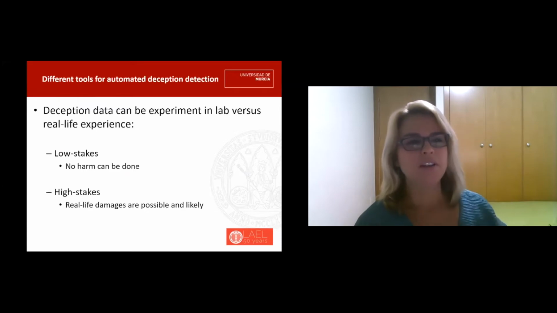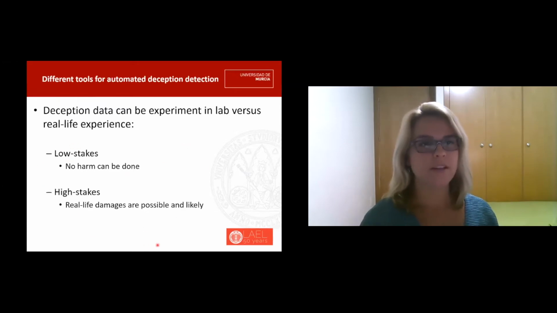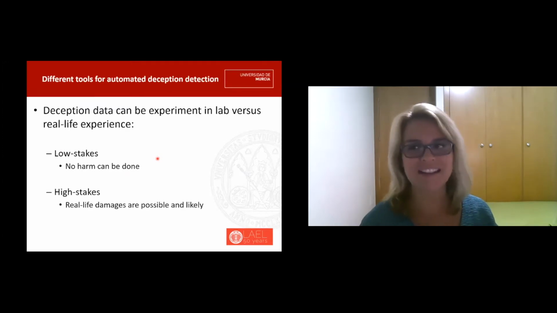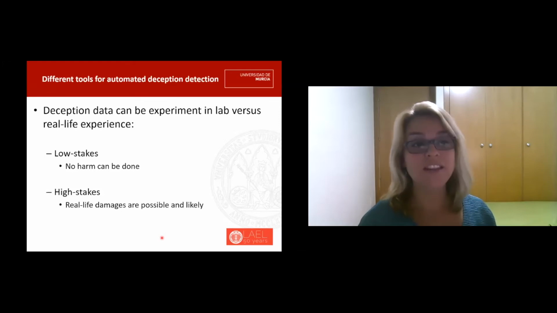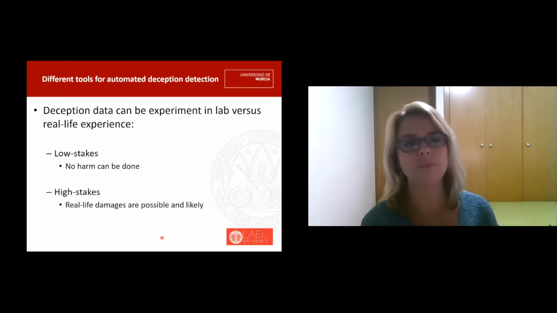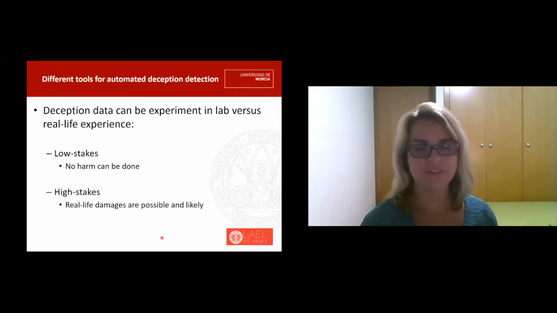This would classify different corpora for this purpose into low-stakes deception, where no harm can be done. It is well known that people lie in social situations all the time without intending harm. In Albert Freud's words, deception is a social lubricant. And secondly, we can find high-stakes deception, real life, where real-life damages are possible and even likely.